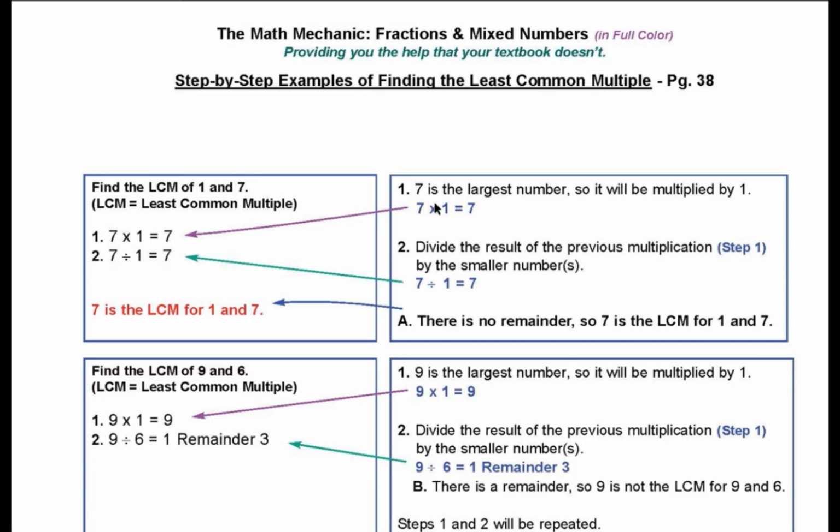Again, I will repeat. We've multiplied the larger number, which is 7, by the number 1. And that gave us a result of 7.